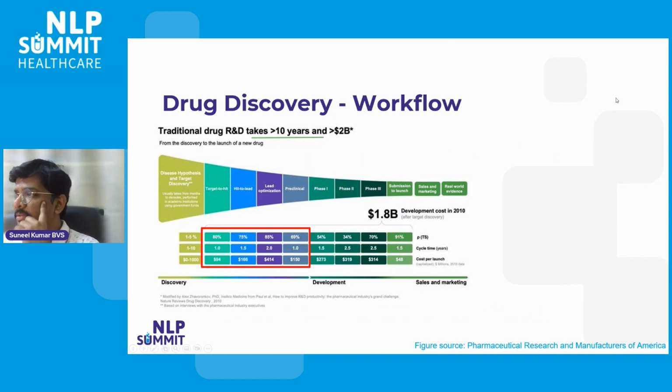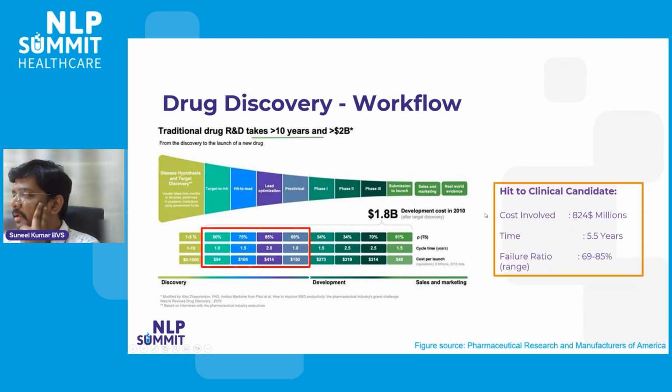So let's take a closer look at the workflow, like what we discussed in the designing part. As discussed, it takes greater than 10 years and $2 billion. Especially the molecule designing stage is divided into target to hit, hit to lead, or lead optimization, followed by preclinical trials. And these are the revenues, cycle time and cost per run that contribute to that particular phase. This indicates the success rate in each phase. So you can see how much success we have at each stage, right?